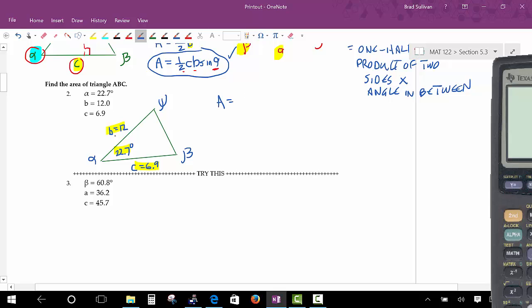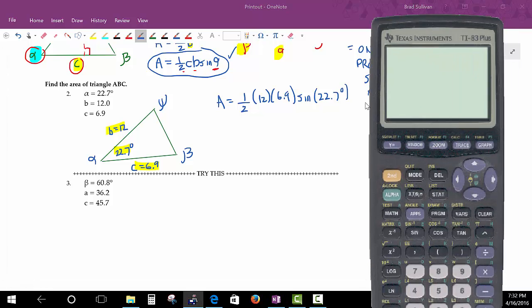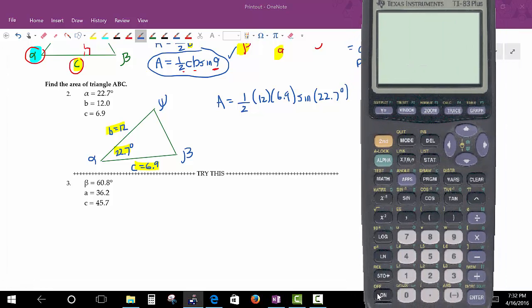You have a side angle side given in the triangle, so it's going to be 1/2 the product of the two sides times the sine of the angle in between those two sides. And then you can go directly to a calculator and compute that area. When you're computing this on the calculator, again, make sure you're in degree mode. For 1/2, I'm just going to put in 0.5 times 12 times 6.9 times the sine of the angle in between, 22.7. And then that'll give the answer.